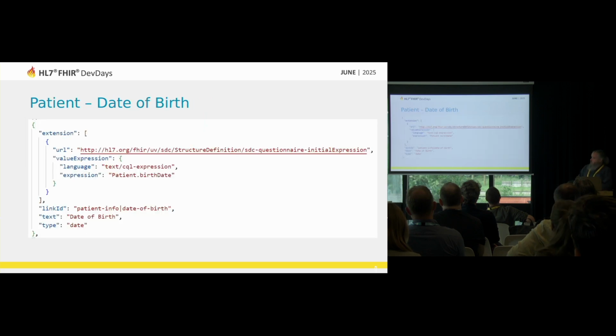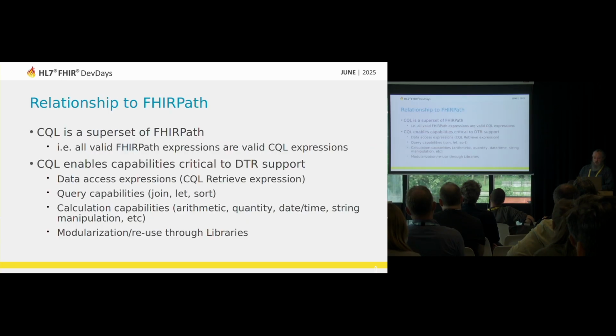So for example, here we have an initial expression extension on a questionnaire item that is pointing to the patient birth date. Fairly simple example, and it looks remarkably like FHIRPath. CQL is a superset of FHIRPath that enables capabilities that are critical to DTR support, such as data access expressions, query capabilities, and calculation capabilities, and very importantly, modularization and reuse through libraries.